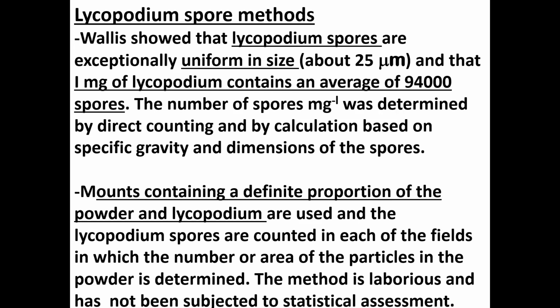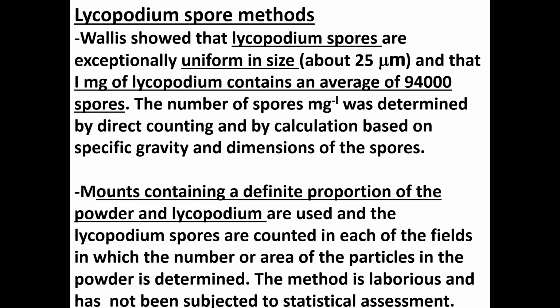The Lycopodium spore method was first described by Wilson and co-workers, and it depended on the consistent or uniform size of the Lycopodium spore, about 25 micron. Also, 1 milligram of Lycopodium contains an average number of spores, about 94,000 spores per milligram. The number of the spores per milligram was determined by direct counting and by calculation based on specific gravity and dimensions of the spores.